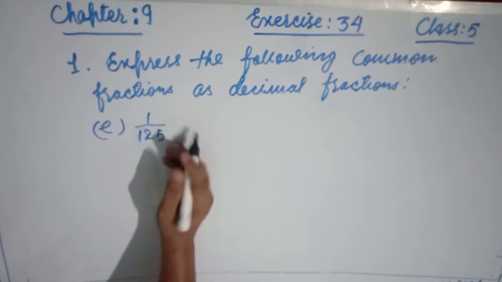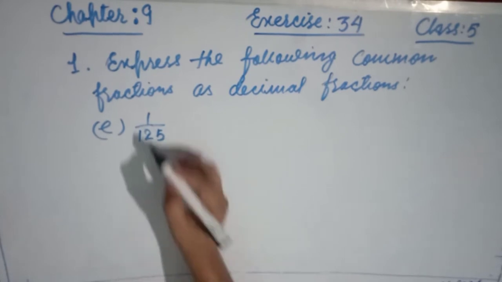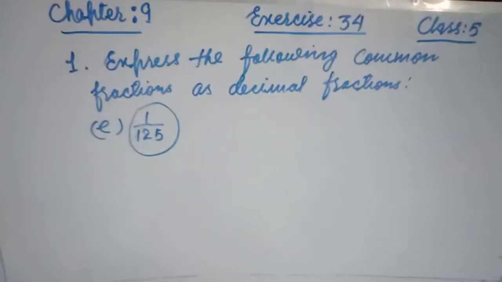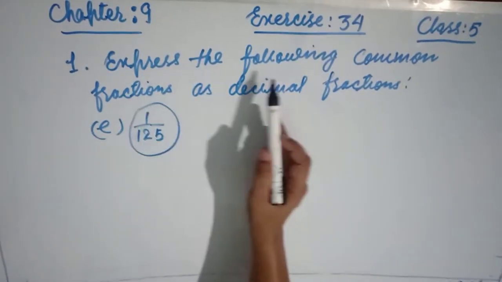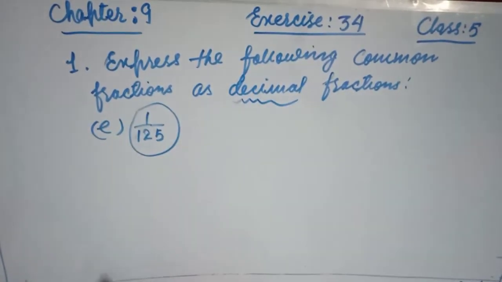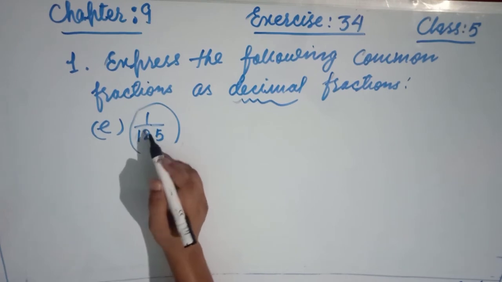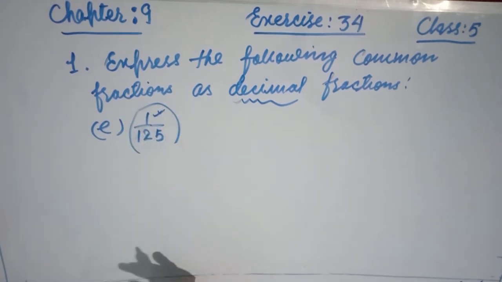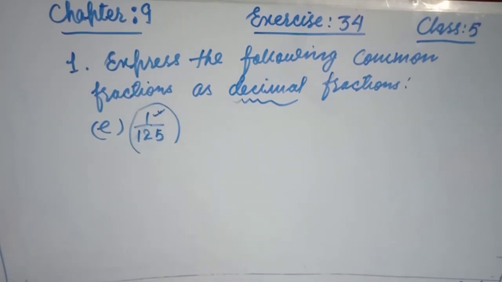Now see friends, what was the topic? Conversion of a fraction into a decimal fraction. So look at this, this is the fraction and we have to convert this fraction into a decimal fraction. The question says express the following common fractions as decimal fractions, means we have to make this given fraction into a decimal fraction. Now how can we convert? That means friends, 1 divided by 125, this is the dividend and this is the divisor. So we have to divide this 1 by 125.